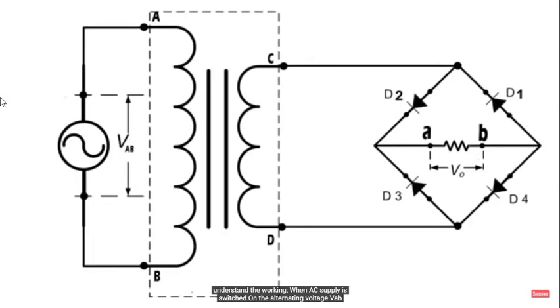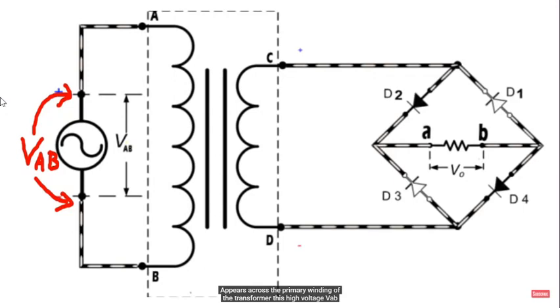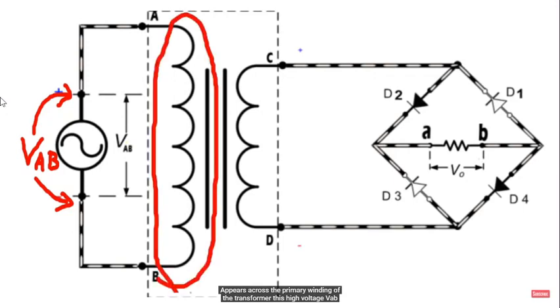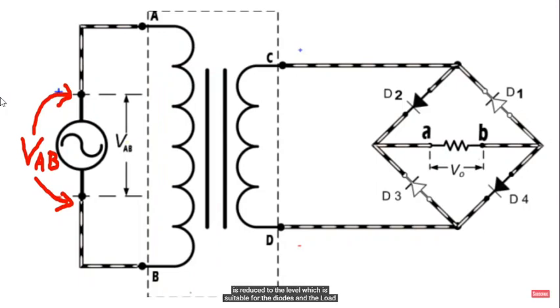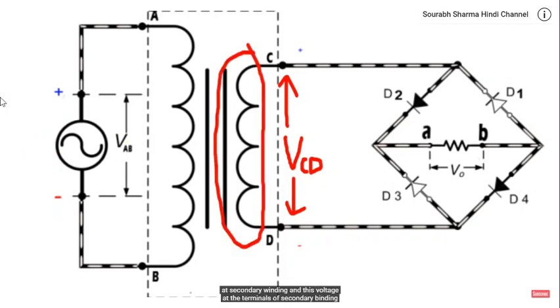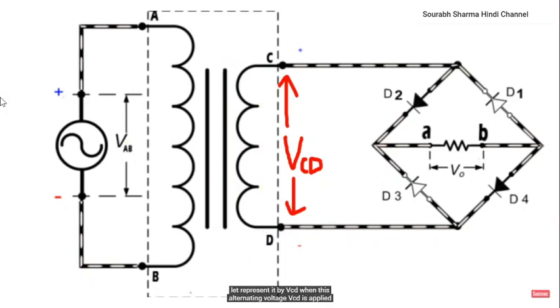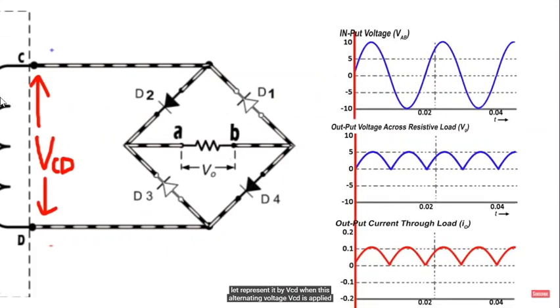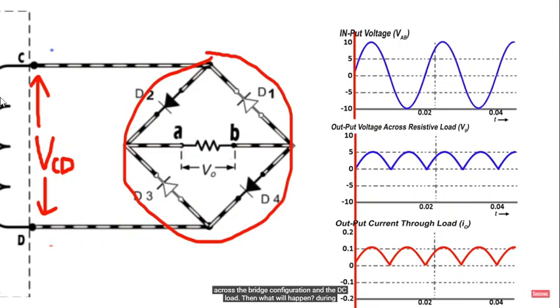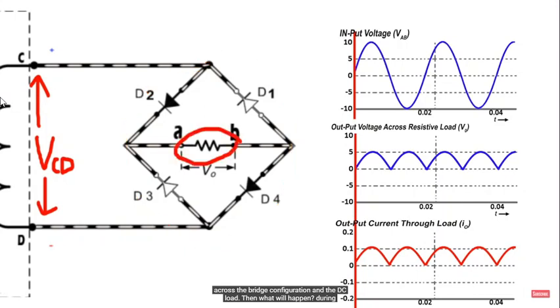Now let's understand the working. When AC supply is switched on, the alternating voltage VAB appears across the primary winding of the transformer. This high voltage VAB is reduced to the level which is suitable for the diodes and the load at secondary winding, and this voltage at the terminals of secondary winding, let us represent it by VCD.